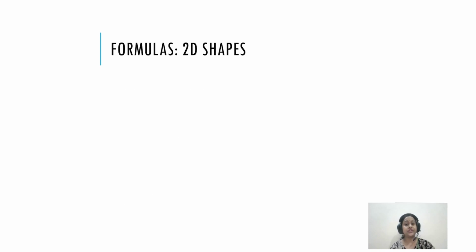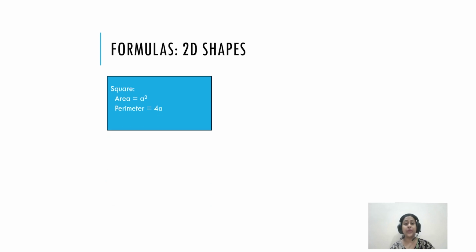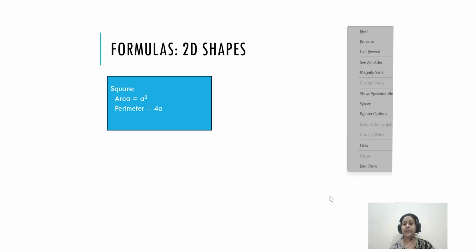So coming to 2D shapes, we will see different formulas. For 2D shapes, there are two types of measurements. One is area, another is perimeter. Area is the total space within that particular shape. On the other hand, perimeter is the outer boundary. How long is the outer boundary, or what is the distance of the outer boundary, is measured by perimeter. Let me draw it for this particular shape.